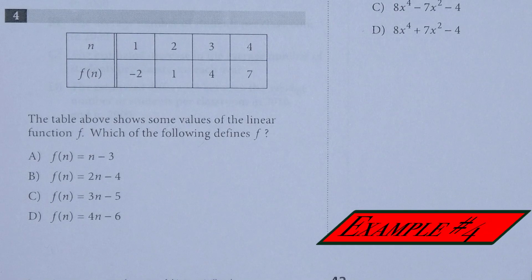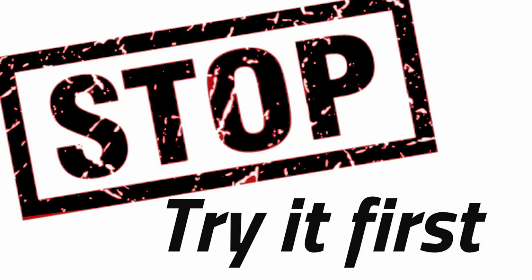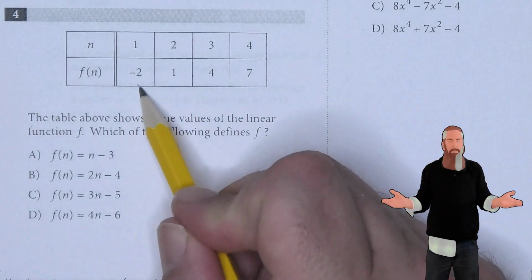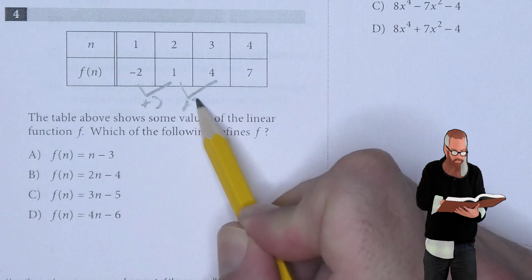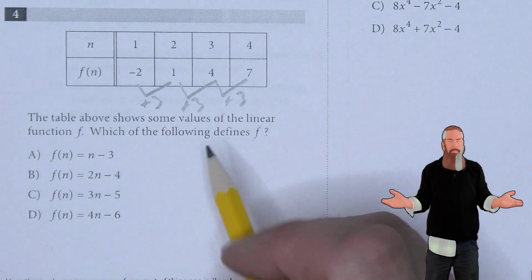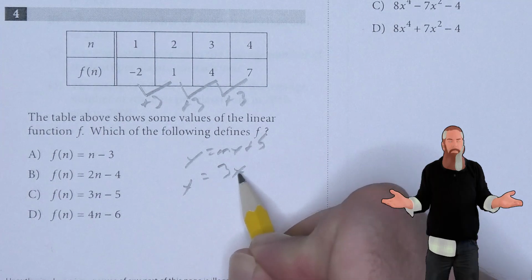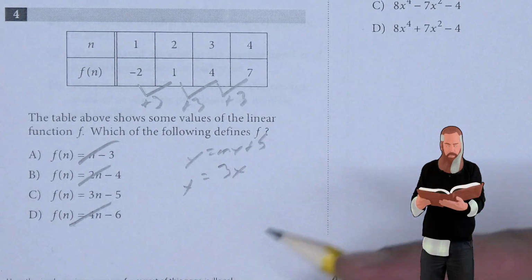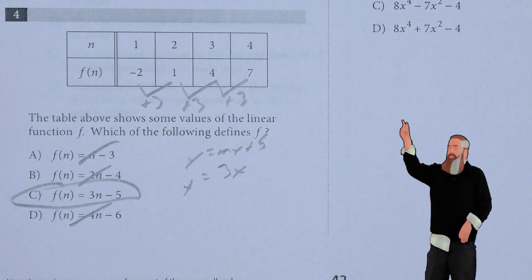The table above shows some values of a linear function f. Which of the following defines f? What we want to do is figure out what the slope could be. The change from 1 to 2 is a positive 3, from 2 to 3 is a positive 3, and from 3 to 4 is a positive 3. So if I'm looking at y = mx + b, I know that my m is 3, so I have y = 3x. Ultimately, it does eliminate those 3 answers. Now, if I wanted to figure out what the b value was, I could, but at this point, I feel confident in saying C is the answer.